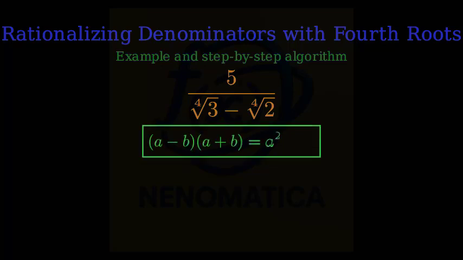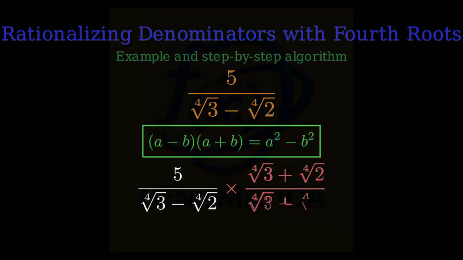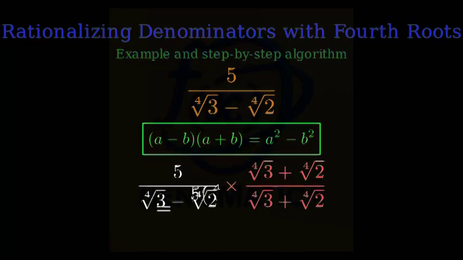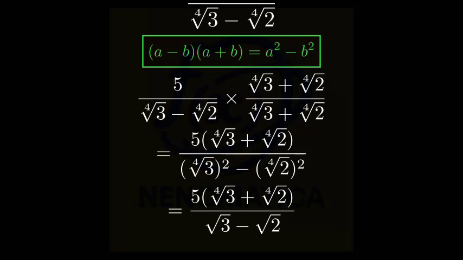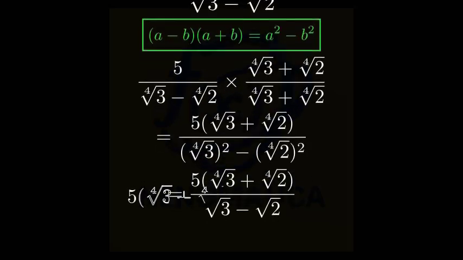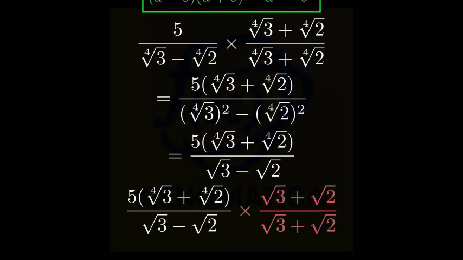Step 1. Multiply by the conjugate of the denominator at the fourth root level. That conjugate is the fourth root of 3 plus the fourth root of 2. Multiplying top and bottom by the same non-zero expression keeps the value the same. Using the difference of squares pattern, the denominator becomes the square root of 3 minus the square root of 2. Notice how squaring a fourth root produces a square root. The denominator still has radicals, so we repeat at the square root level.